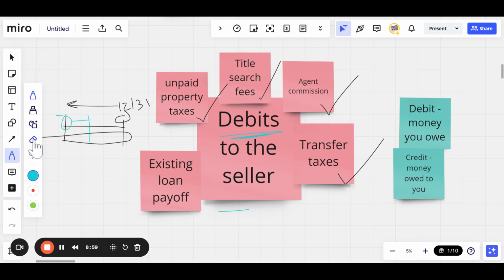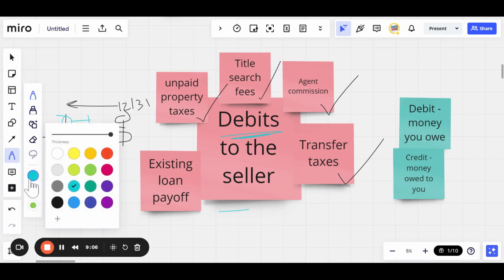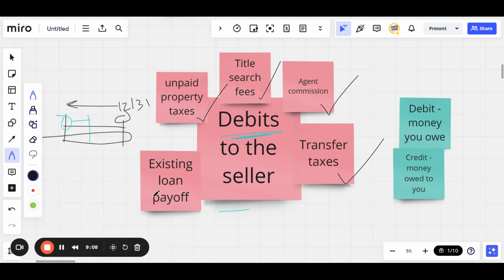The other thing that is going to be a debit to the seller is if there's a loan or a mortgage that needs to be paid off. Now, that's not necessarily always the case. I think that you're going to see in real life, it's going to be more often than not now, people are going to be looking for assumable loans and being able to take over a loan that might have a lower interest rate.